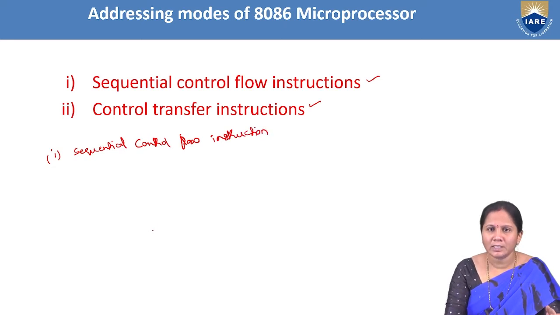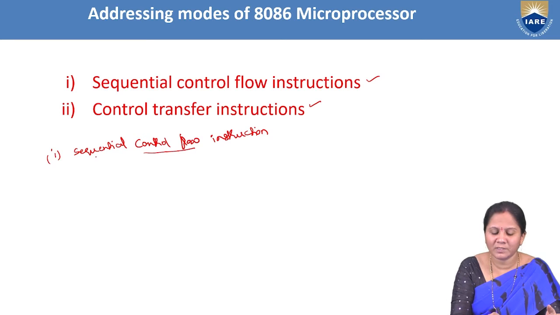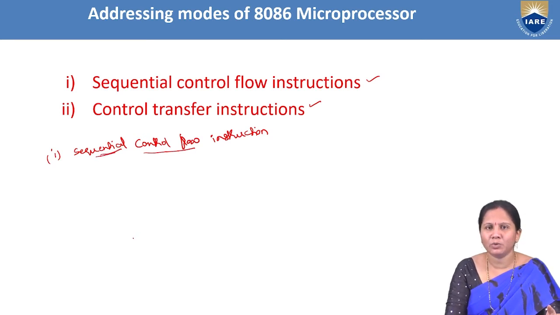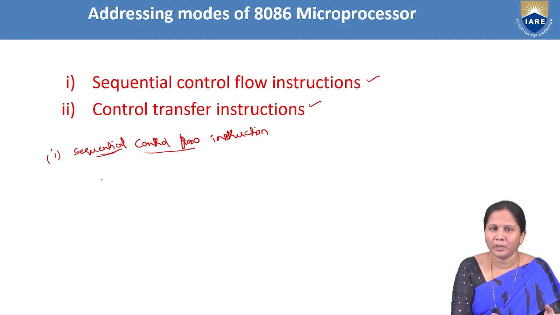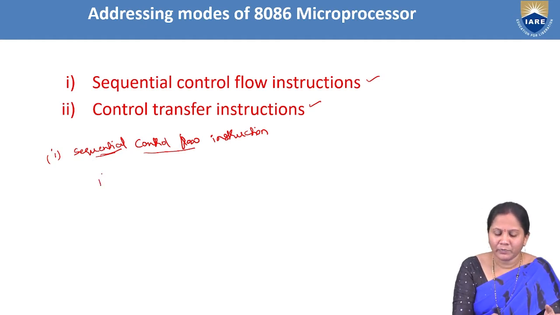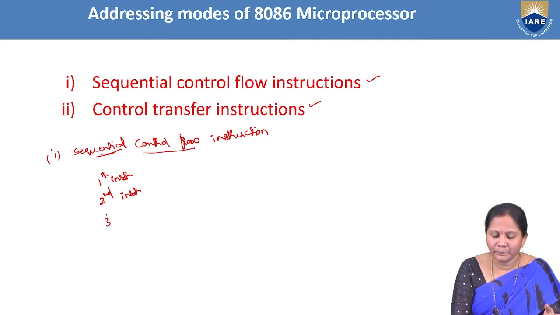So in this case, we should know how the instructions will be executed. If it is a sequential control flow, the name itself says that all the instructions will be executed in the sequential order. That means, for example, if a program consists of 5 instructions, this is the first instruction, this is the second instruction, third instruction, fourth instruction and fifth instruction.